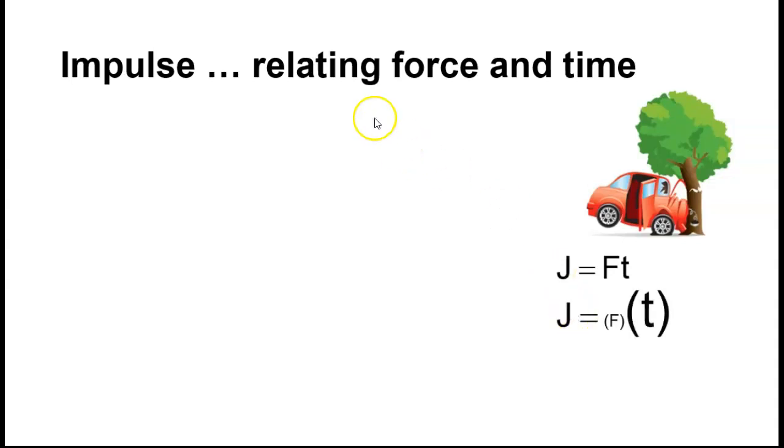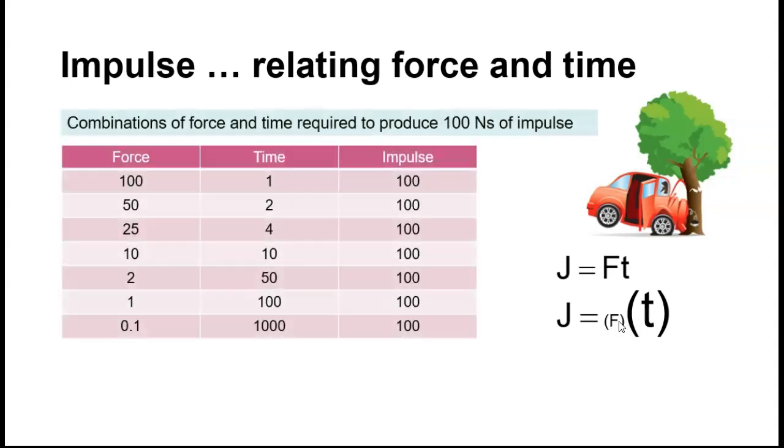But there's lots of different ways that you could crash into the tree. So if J is 100, I want to make the time longer because then the force would become less on your body. So let's just look at this table for a minute to show how time and force are related to each other. So there's lots of ways we could crash into the tree.